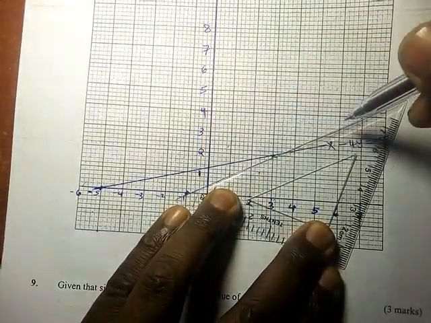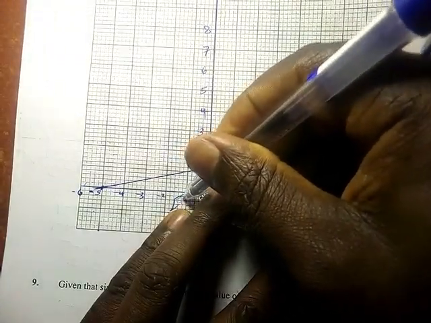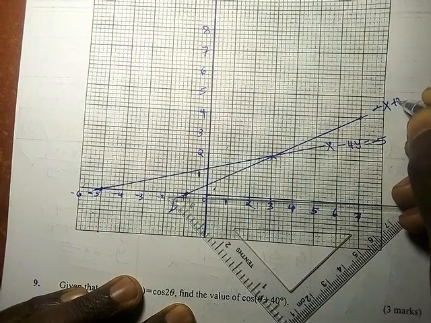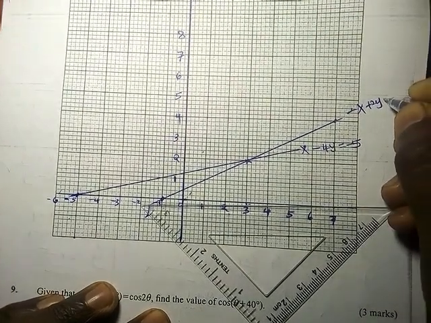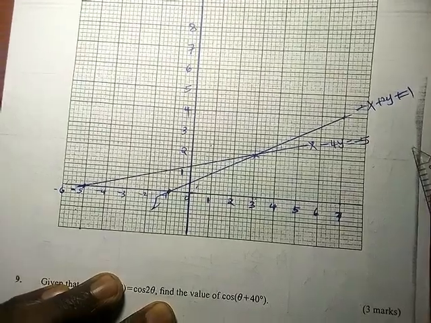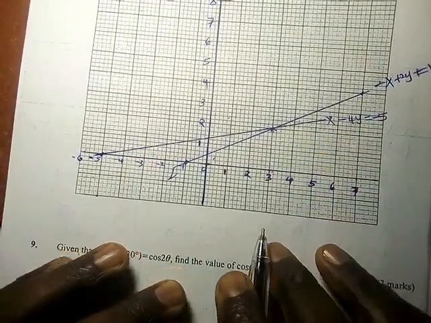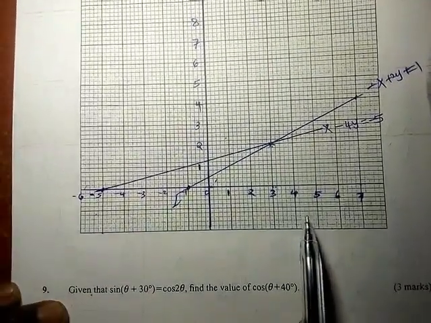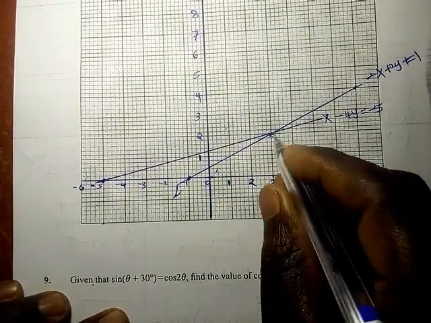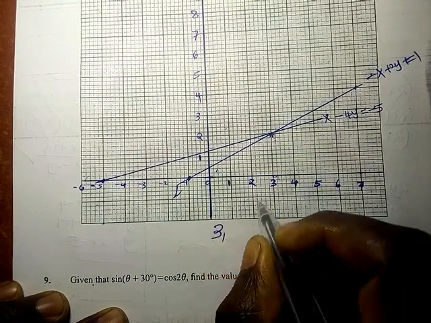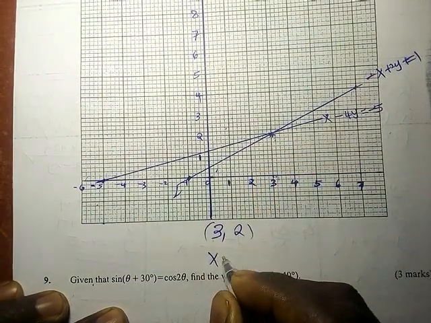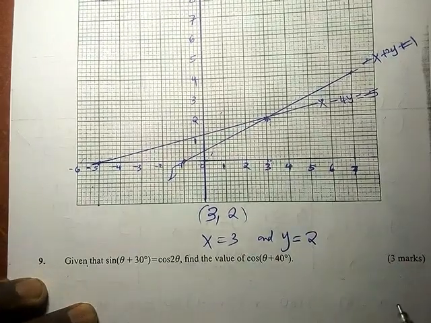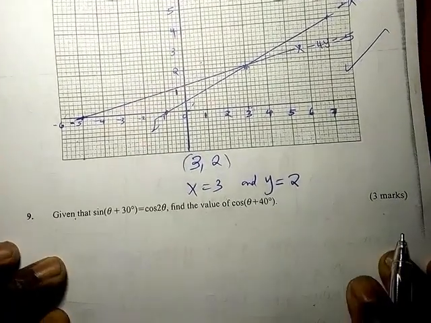And this is the line negative x plus 2y equal to 1. Now where the two lines meet, that is the solution for the simultaneous equation. So the two lines meet at the point where x is 3, y is 2. So x is equal to 3 and y equal to 2, and that was the answer. So you get your marks like that.